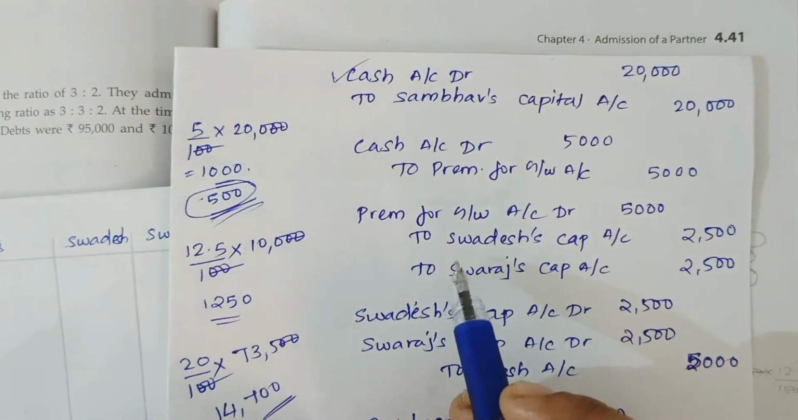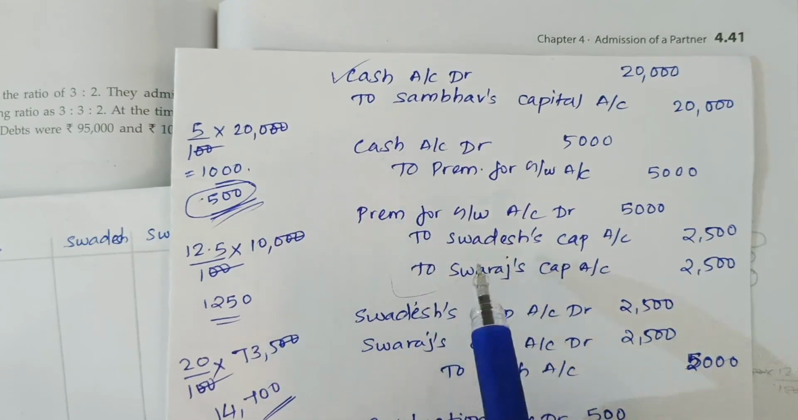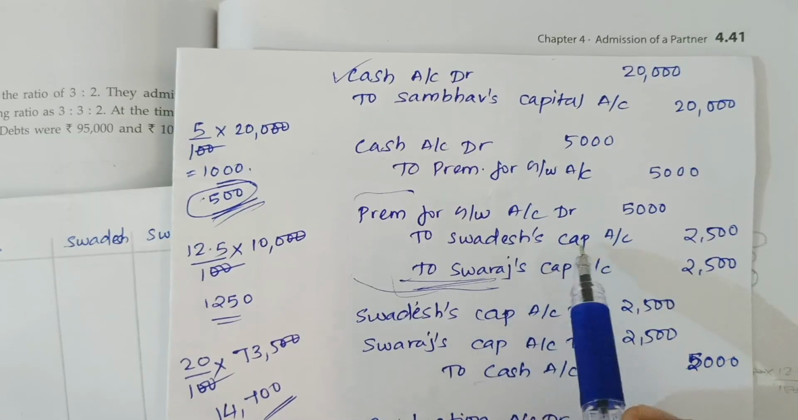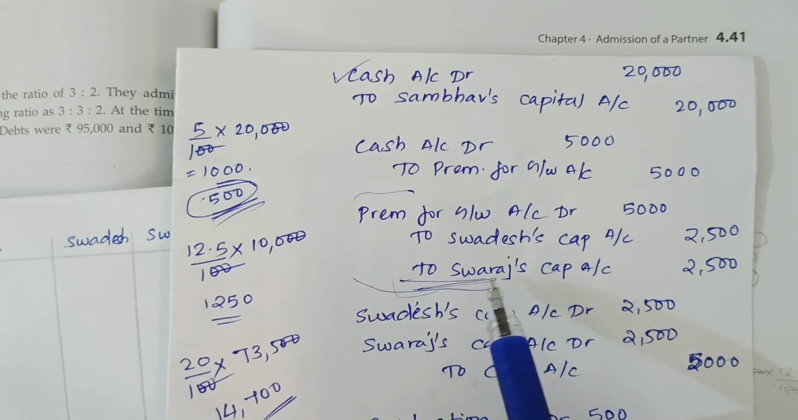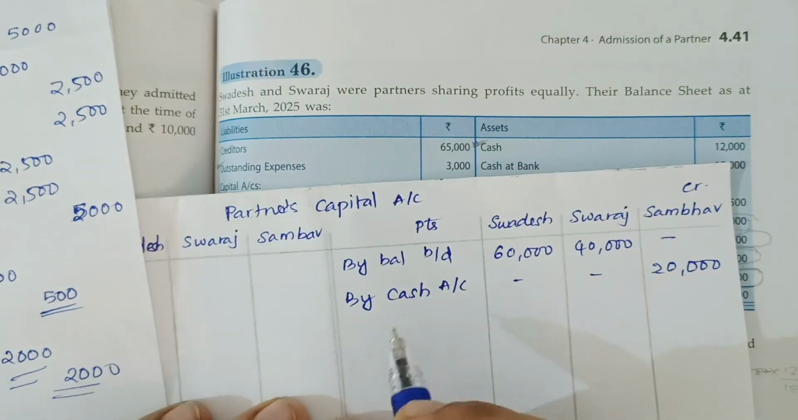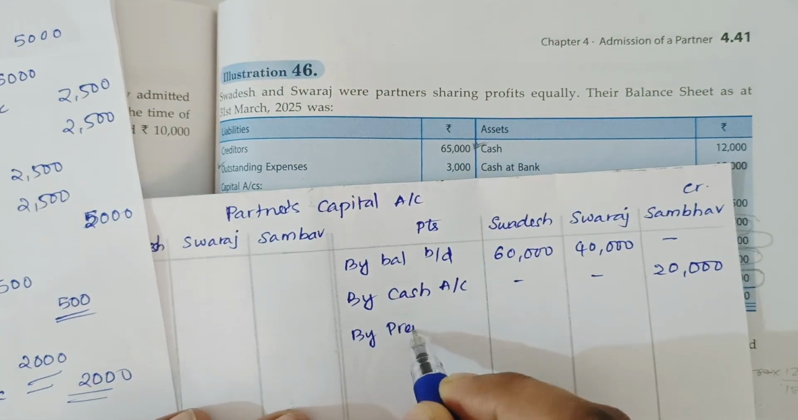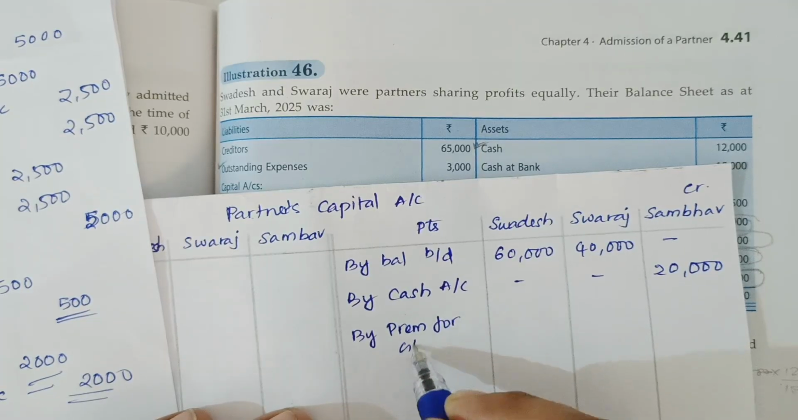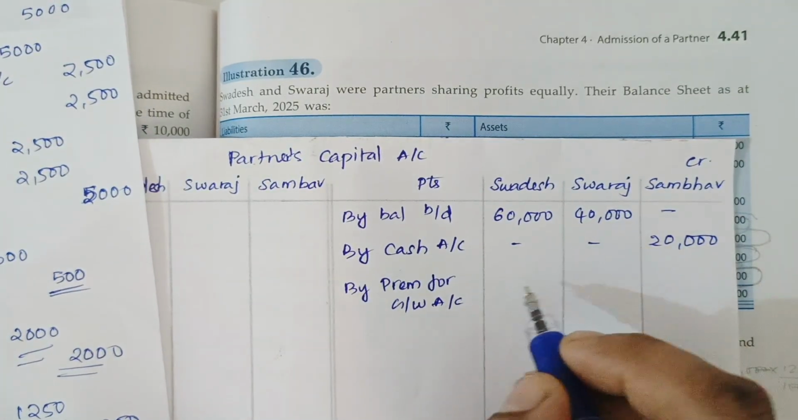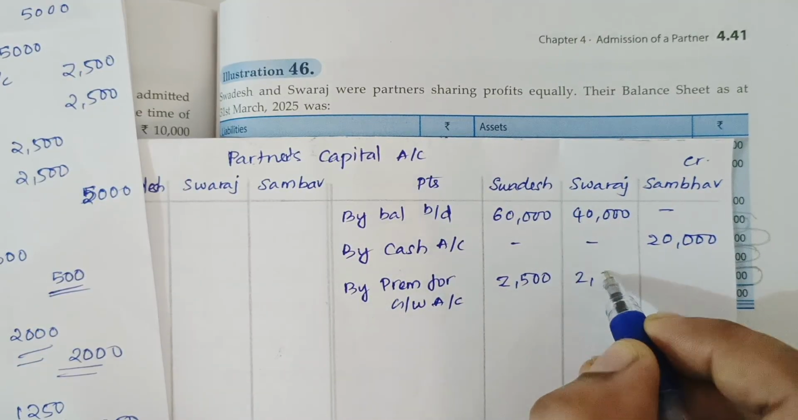And next is premium for goodwill distributed among the sacrificing partners. So this has to be recorded in Swadesh's capital account and Swaraj's capital account. So by premium for goodwill account, Swadesh got 2,500 and Swaraj also 2,500.